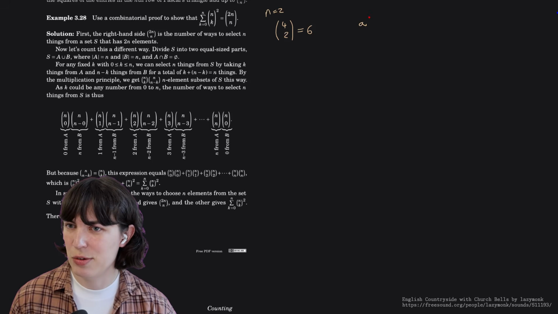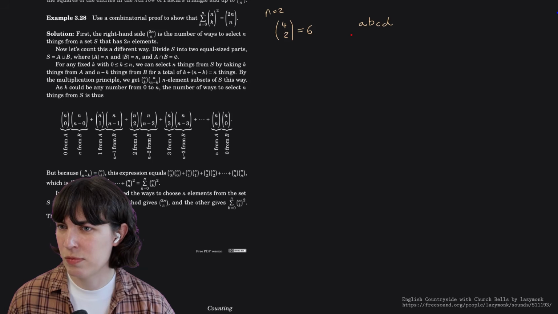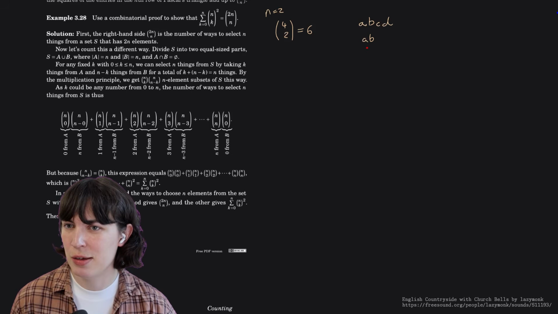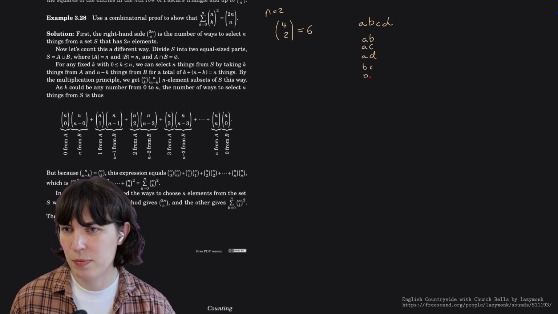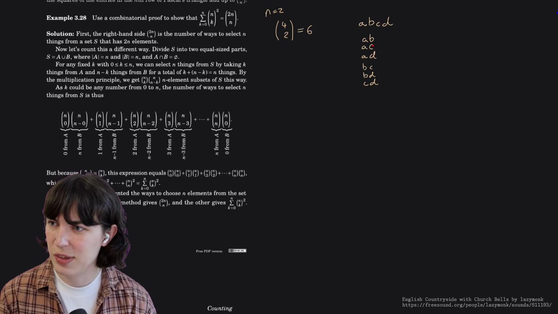So let's say we've got A, B, C, and D, and we want to select 2 things, in which case we've got A B, A C, A D, B C, B D, and then C D. Yeah, okay, so 6 elements.